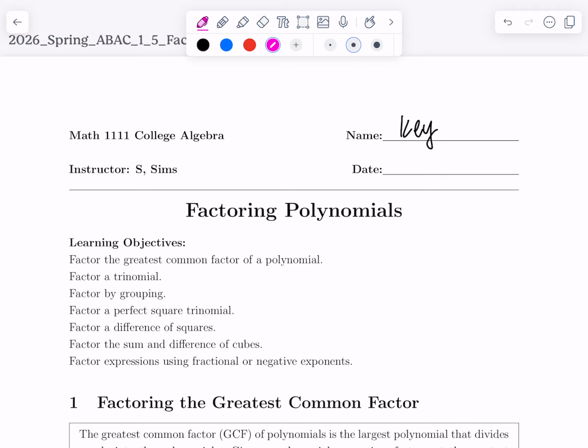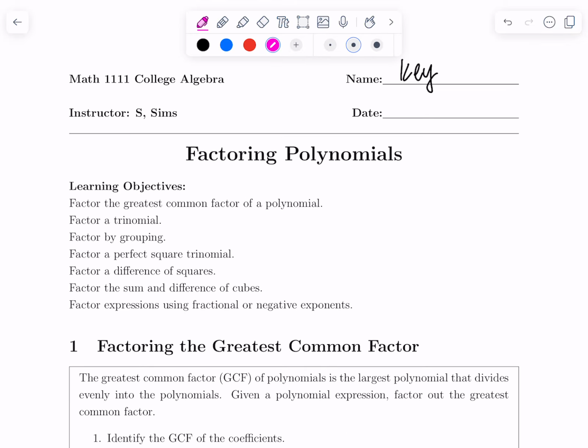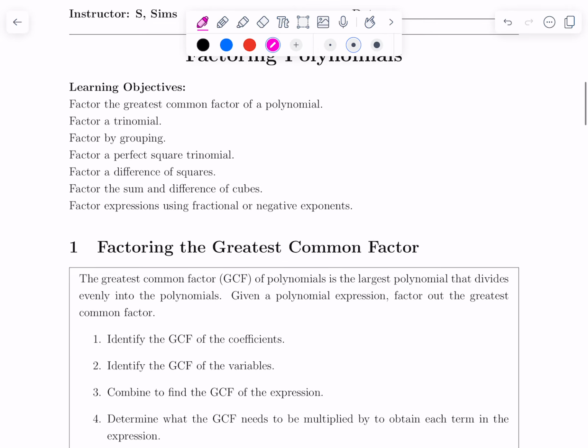Hi, welcome back. This is College Algebra 1.5 Factoring Polynomials. This is Ziqi Sim, and we're going to factor the greatest common factor of a polynomial today.